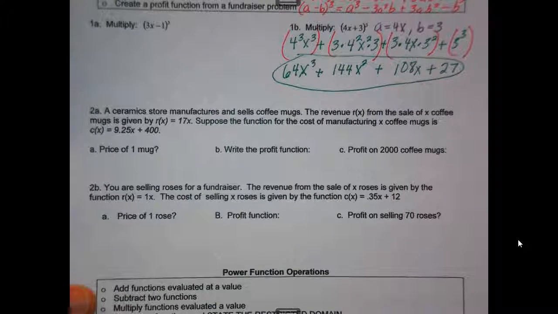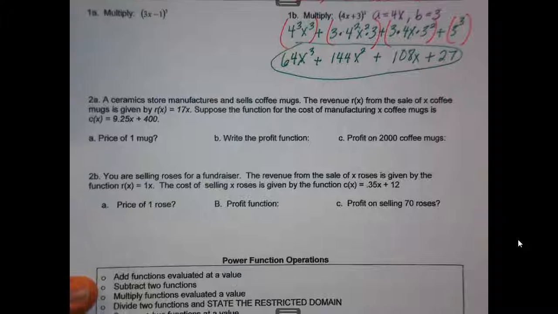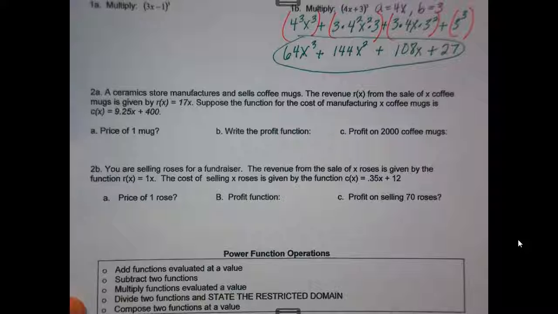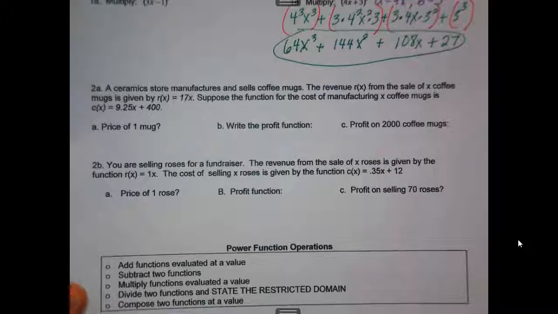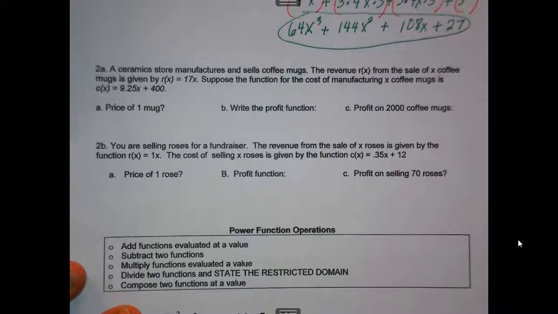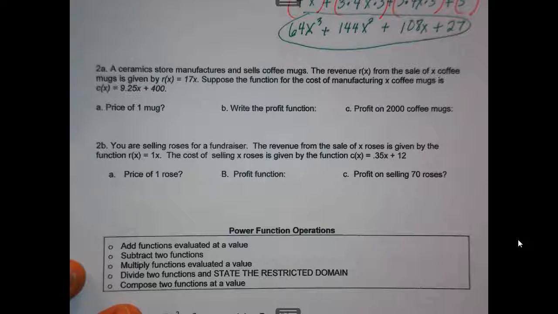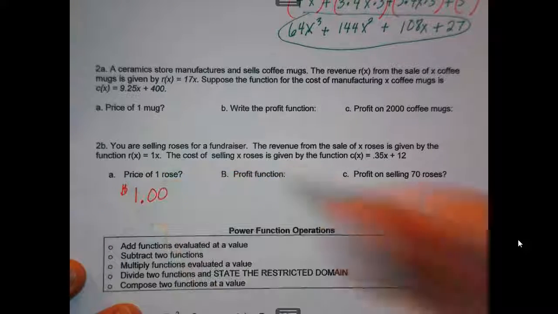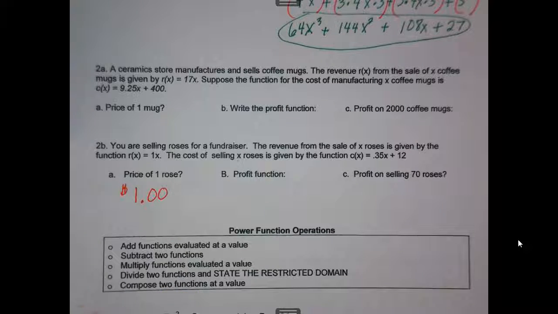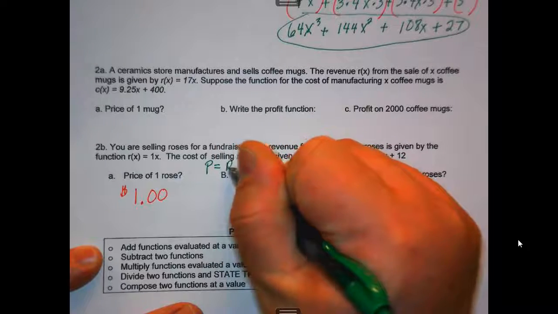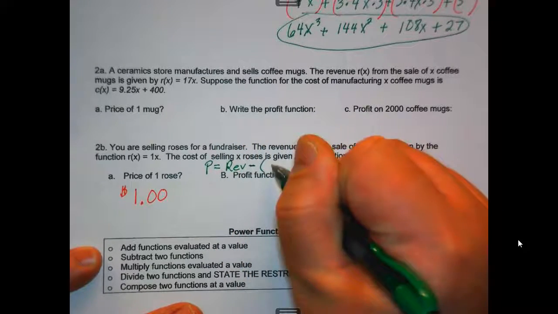You are selling roses for a fundraiser. The revenue from the sale of x roses is given by the function R of x equals 1x. The cost of selling x roses is given by the function C of x equals 0.35x plus 12. Okay. What's the price of 1 rose? Anybody? Yeah, $1. Profit function. You should know this by now. Your revenues minus your entire cost.